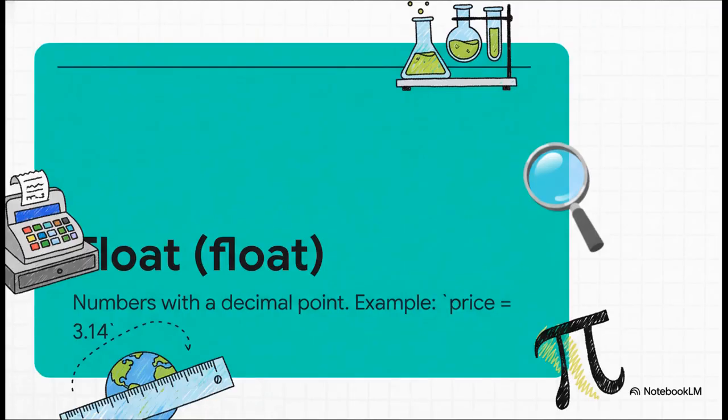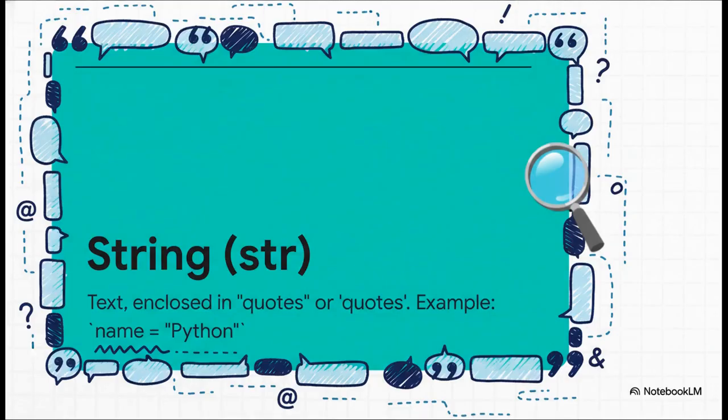Of course, life isn't all about numbers. When we need to store text, we use strings, which is short for str. Anything, and I mean anything, you wrap in single or double quotes becomes a string. It could be a name, a whole sentence, or even just one single letter.